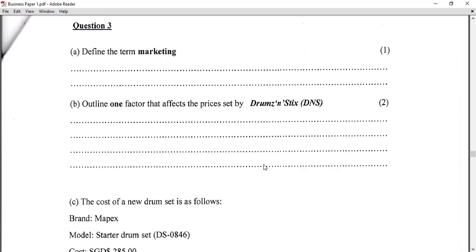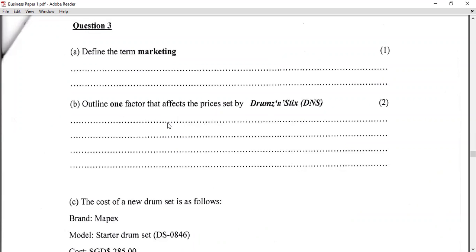Cost of importing drums is part of the factors affecting price. So you can easily earn this mark. "Outline one factor" means you have to briefly give one factor and its application, right? It's not like a state question. You have to briefly outline and briefly describe that also.